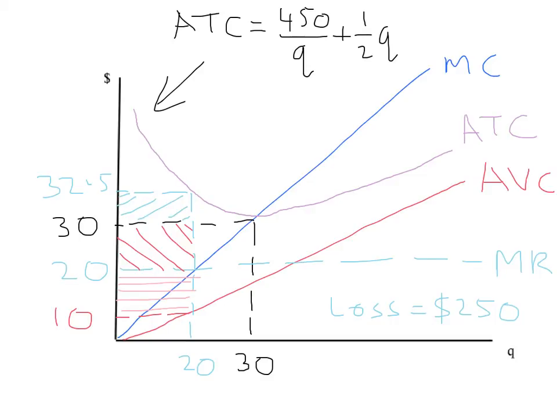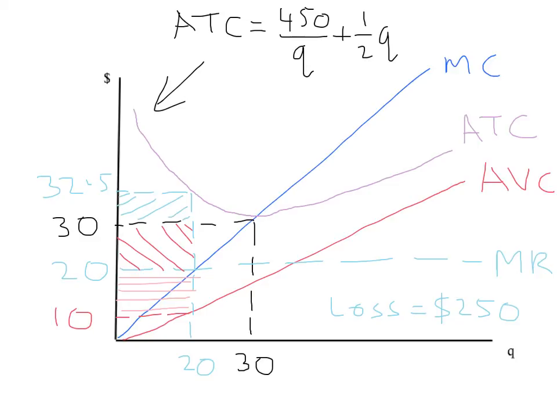And notice that $200 contributes towards the firm's fixed costs. The firm's fixed costs are $450. It makes $200 in operating profits, so its loss is only $450 minus $200, which is $250. So this firm continues in the short run because it's making an operating profit that helps offset the fixed costs.